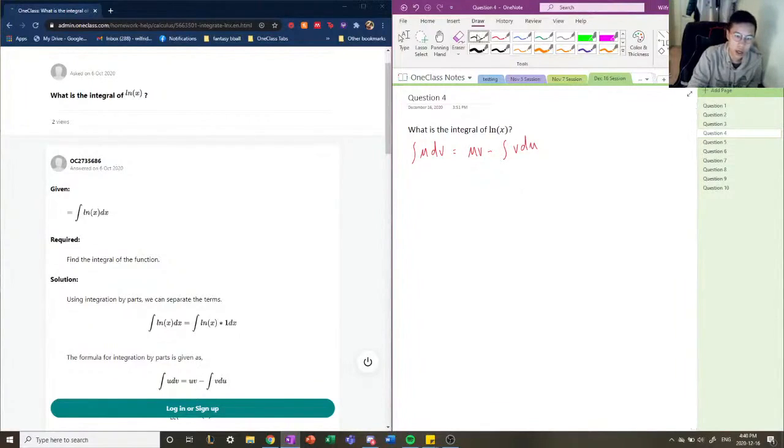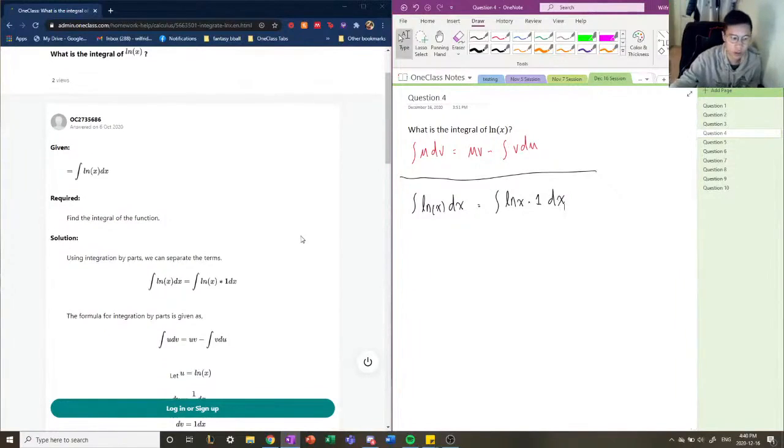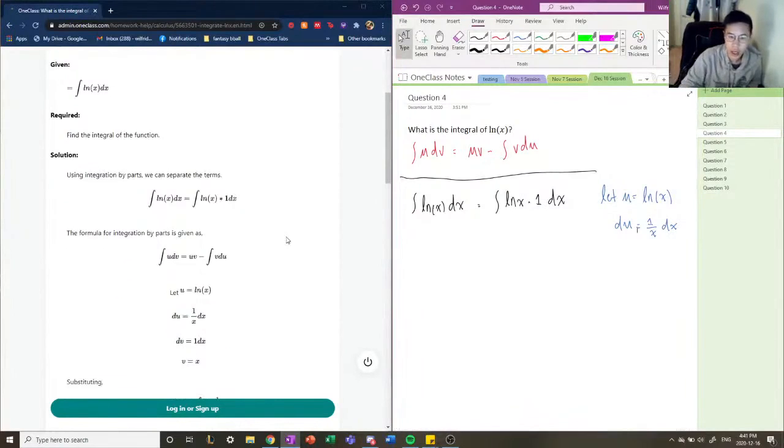So if we're looking at our actual question here, we have the integral of ln x dx, okay? Alright, so we could write ln x dx as ln x times 1 dx. And now we can choose some substitution variables to sub for u and v, okay? So we're going to say let u equal ln x, okay? Therefore, du is going to equal 1 over x dx, okay? And we're going to let dv equal 1 dx. So that means that the integral, or the antiderivative of this, is just going to be x.